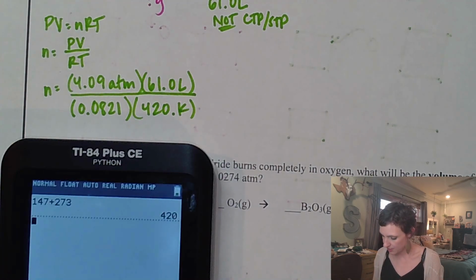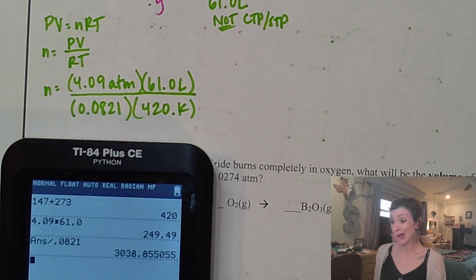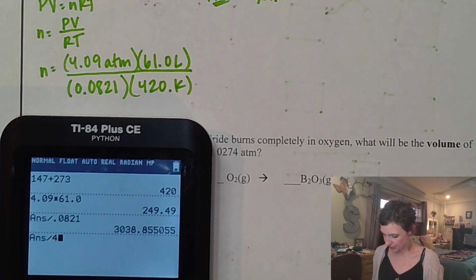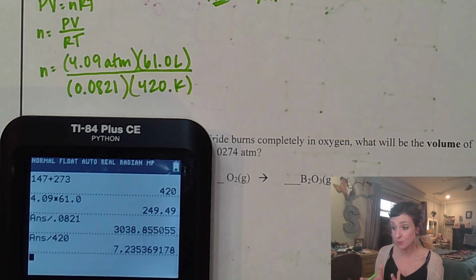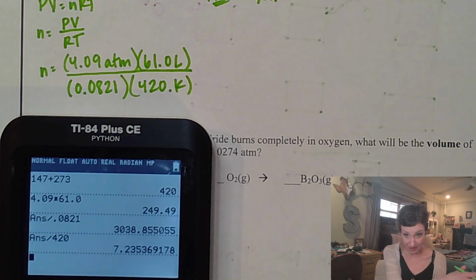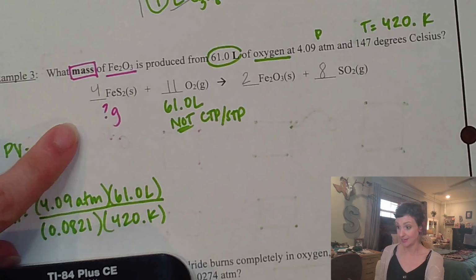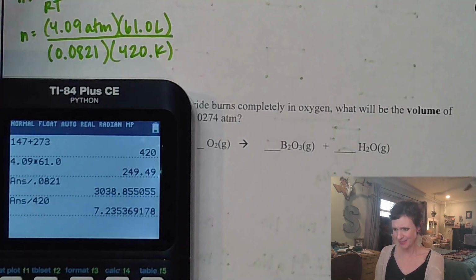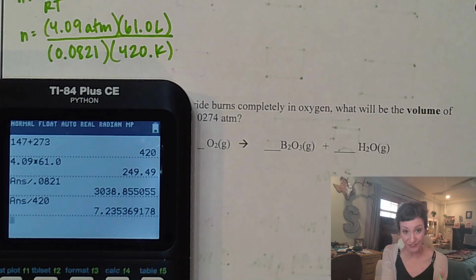Here we go. 4.09 times 61.0 equals, and I'm going to divide by 0.0821 and also divide by 420. Okay, so this is what I get. Now, the key here is that I'm not done getting to my final answer. My final answer is apparently to take it to grams of this guy over here. This is something I needed to do to get a little bit further in my mathematical calculation for this problem.